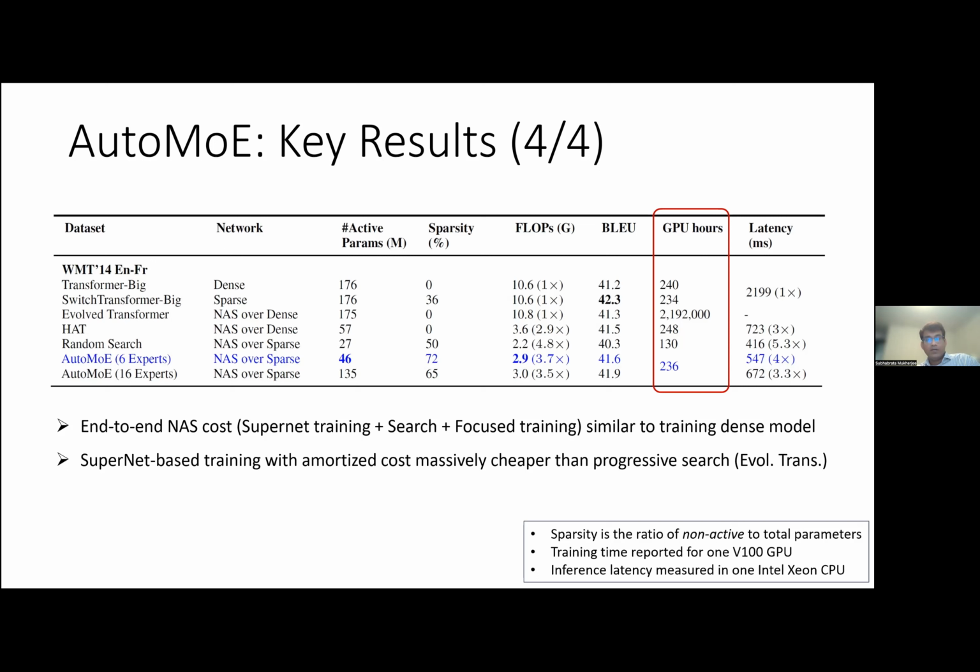Evolved transformer in particular, so we did not train evolved transformer, we trained all the other models. So the evolved transformer is an outlier here, which is also not based on a super language model training, which again shows that a SuperNet based training, which has an amortized cost, is massively cheaper than progressive search based methods like evolved transformer.